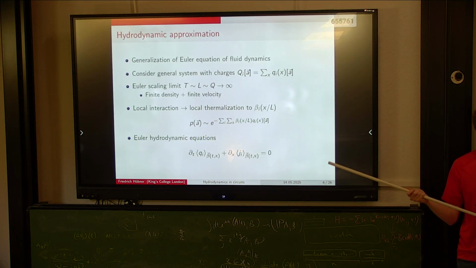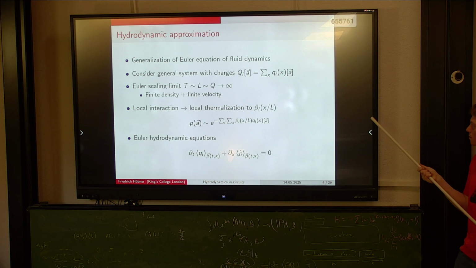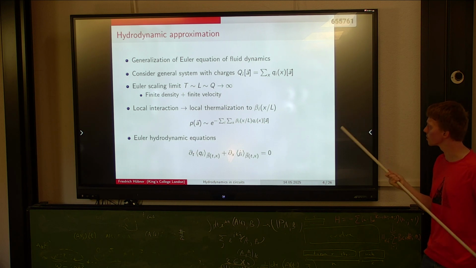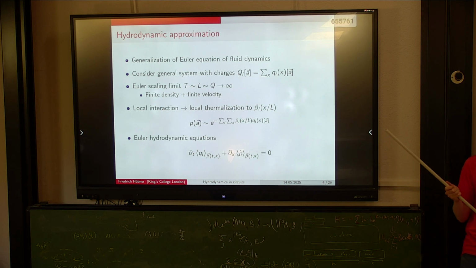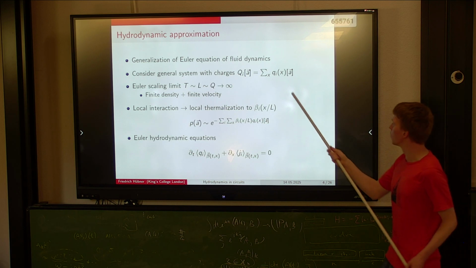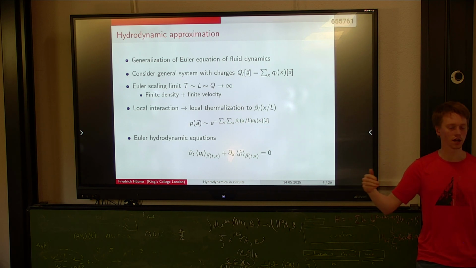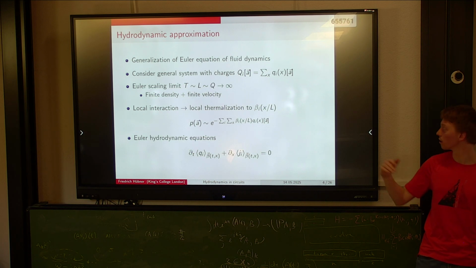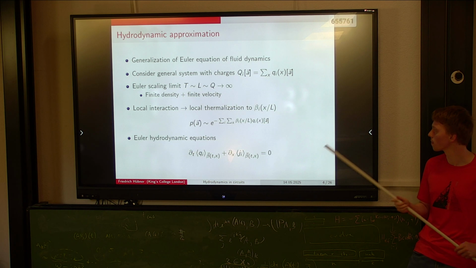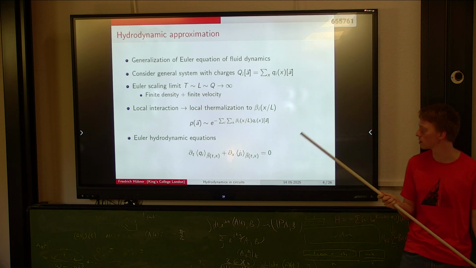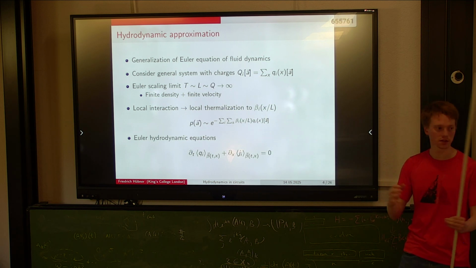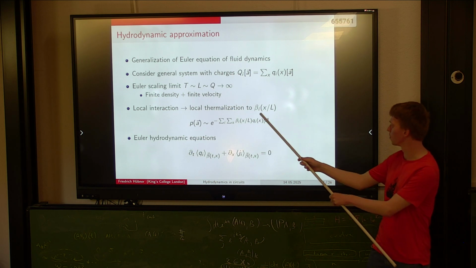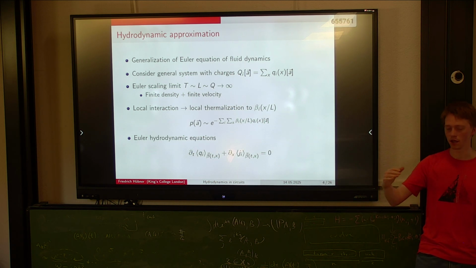I guess we all know the hydrodynamic approximation. It's some kind of generalization of the Euler equations of fluid dynamics. The idea is that if you have a general system with some charges that are sums of local terms, then we go into this Euler scaling limit where we look at large times, large spatial scales, and also the total charge is going to infinity. So we study finite density and finite velocity states. Then because of the local interaction, we should get local thermalization to some local temperatures. But these temperatures will vary across the system, so there will be a slow function of the system size.